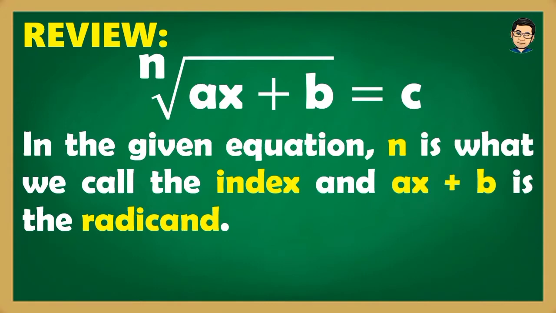The nth root of ax plus b is equal to c. In the given equation, n is what we call the index, and ax plus b is the radicand. Since we are talking about an equation, of course we have an equality symbol, and then c. When an equation is written in standard form, it is usually equal to 0.